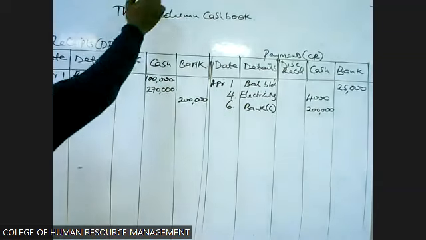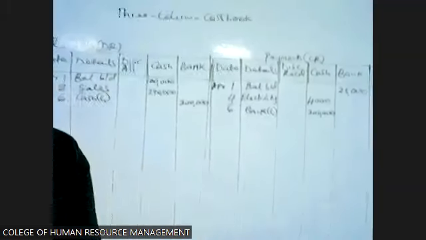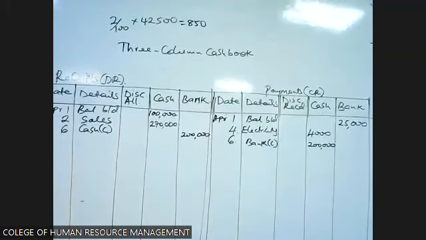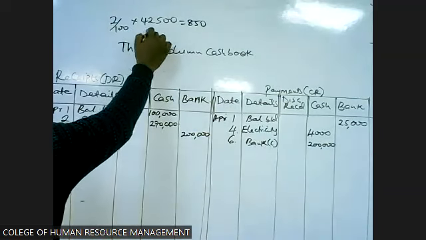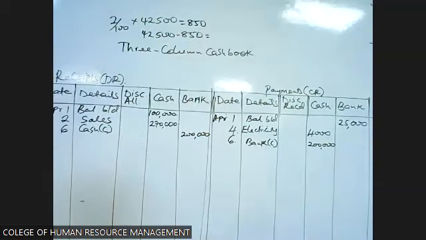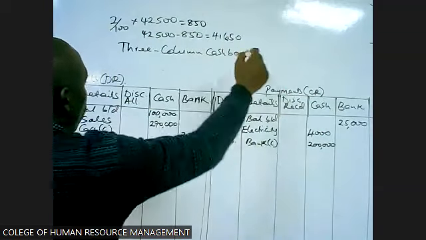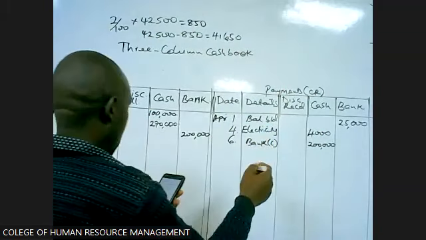That it is 850. It is 850. So we are going to pay how much? We are going to pay 42,500 minus 850. We are going to pay 41,650. So we settled. So it is a payment.